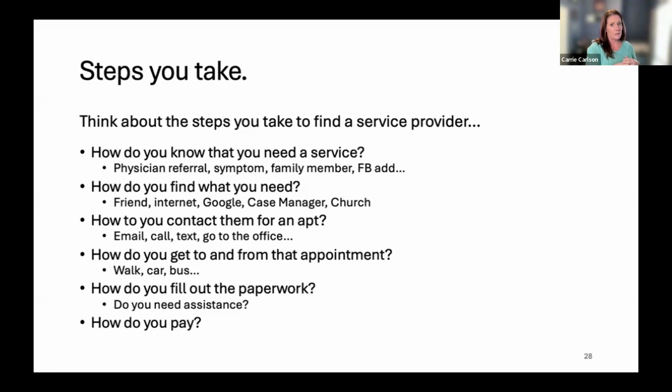How do you get to and from that appointment, right? Walk, car, bus. I bet a lot of us would get in our car, right? I would, depending on the time, right? After 4 o'clock right now, I kind of have to stay home.